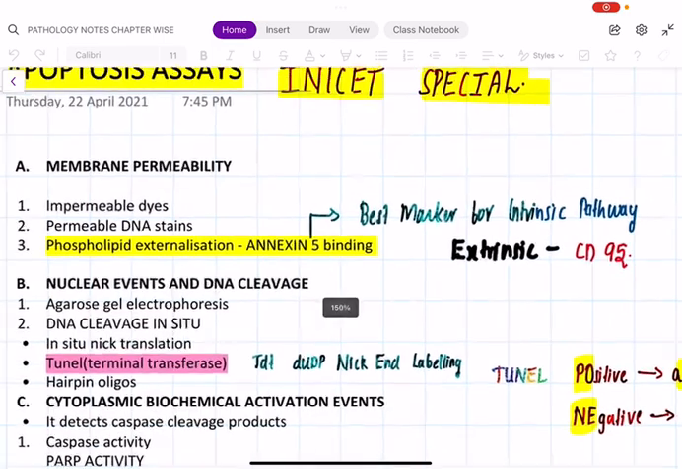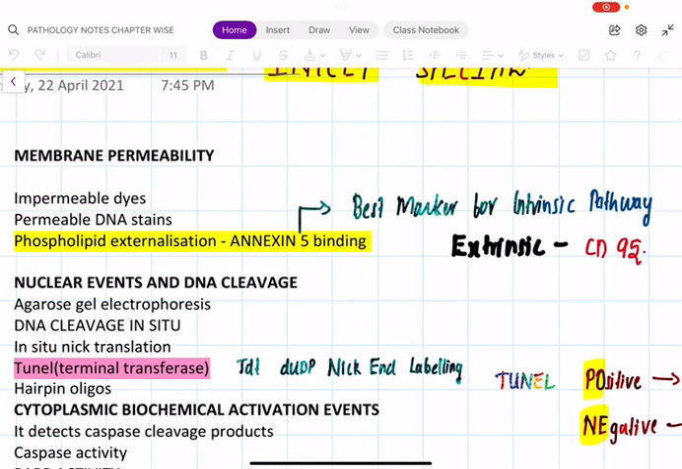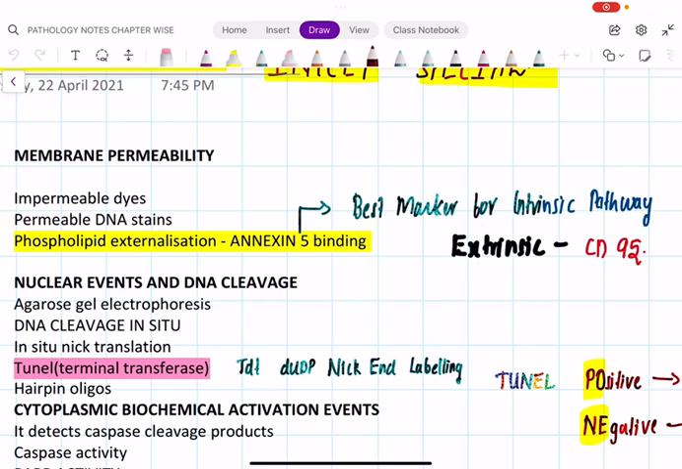The most important thing is annexin 5. It is the best marker. I told you, phosphatidylserine. Actually, in this annexin 5 assay, we are detecting the phosphatidylserine only.